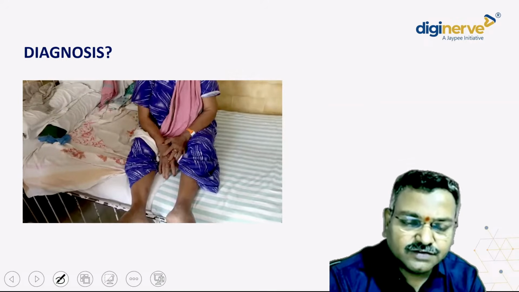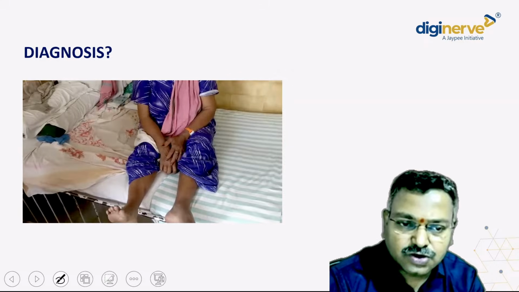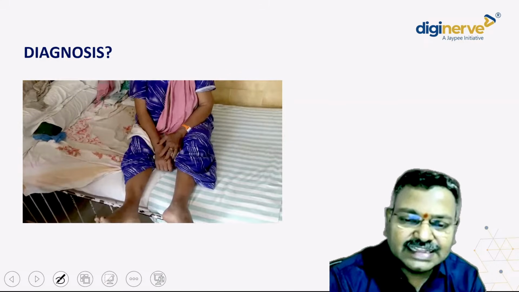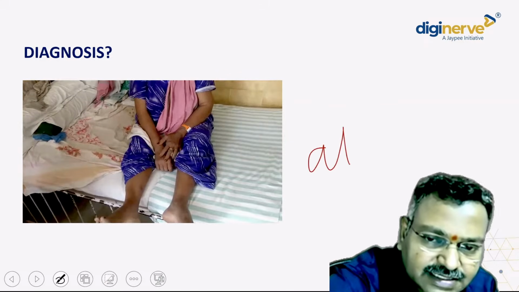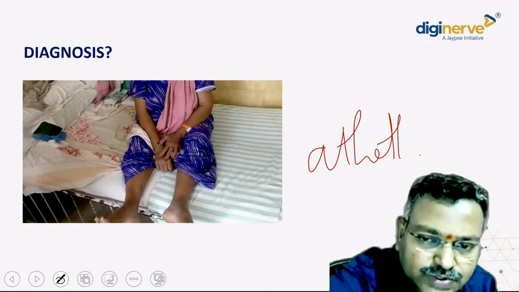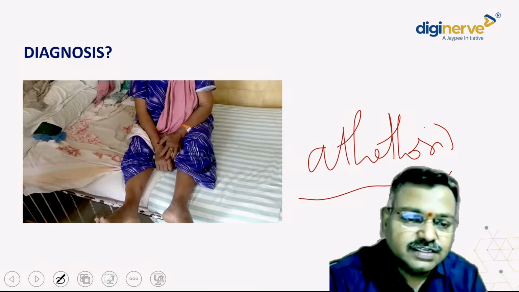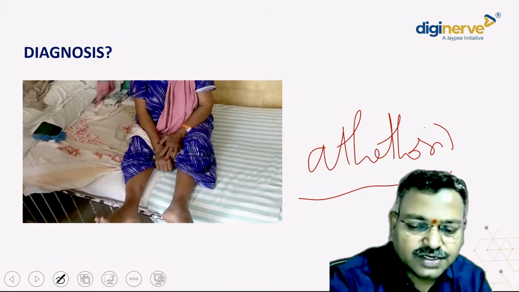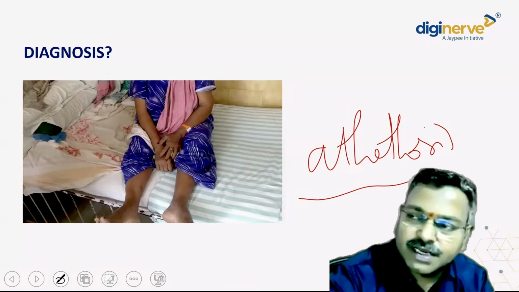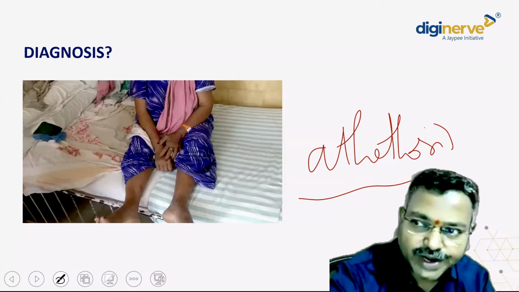It's not very rapid. It is a little slower movement, called a writhing movement. So this is the classical athetosis. This is how athetosis will look like. So one of the hyperkinetic movement disorders that you could see there. It could be congenital conditions, it could be acquired conditions that could cause it.